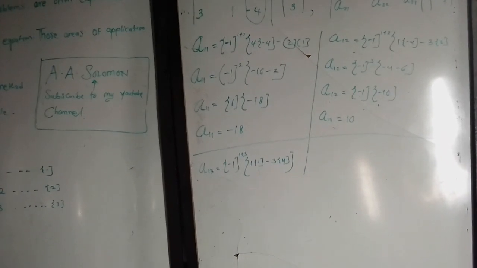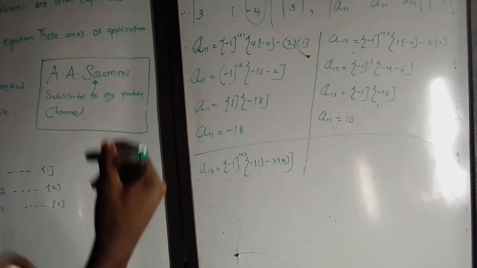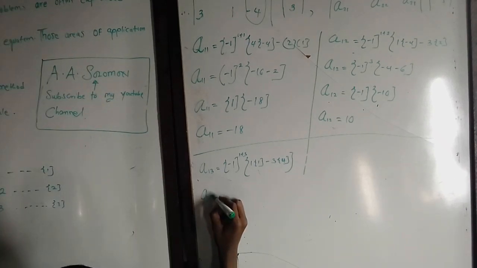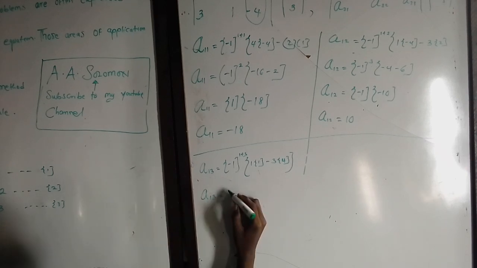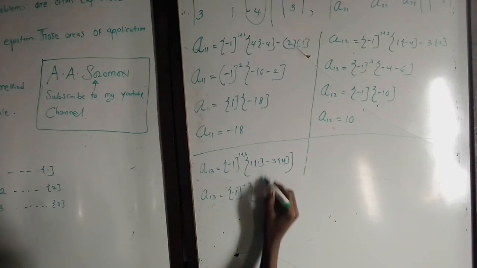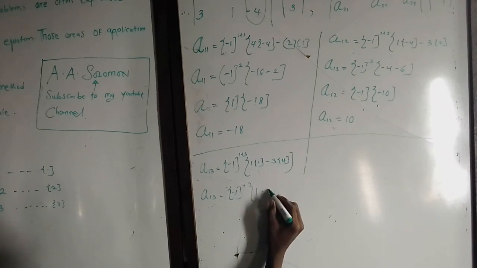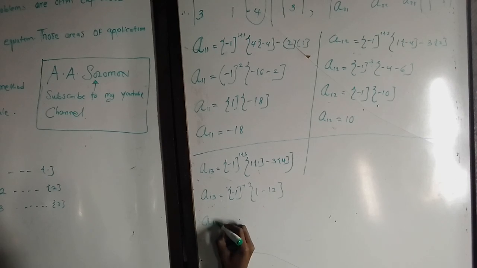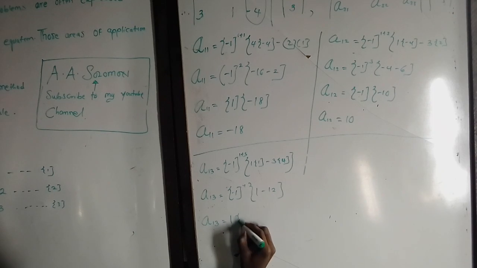So we have A13 equals to minus 1. 1 plus 3 will give us 4. Then 1 times 1 will give us 1. Minus 3 times 4 will give us 12. Do we understand? So we are going to have A13 equals to minus 1 raised to power 4 will give us what? 1. Times 1 minus 12 will give us minus 11. So we are going to move on.